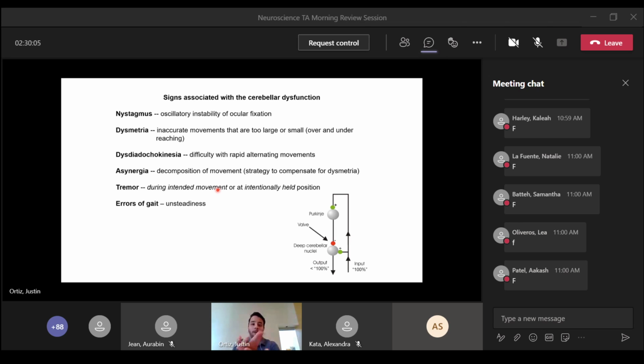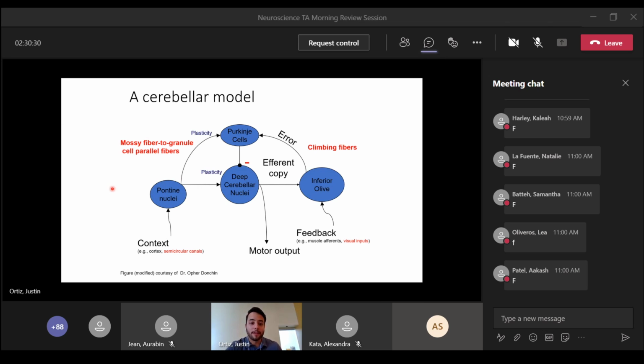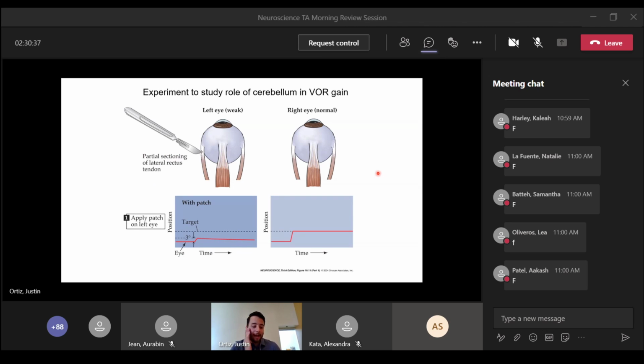You should be able to flip your hand back and forth on top of your hand pretty quickly. And if you can't, that's a sign of cerebellar dysfunction. And it's really cool, right? And then we also have asynergia. It makes sense. A decomposition of movement, tremors, and errors of gait. So I would definitely note these normal, or typical, signs of cerebellar dysfunction. I'm not going to go over this one because it's exactly what we talked about on the last few slides. Okay, and then we have this experiment, right?